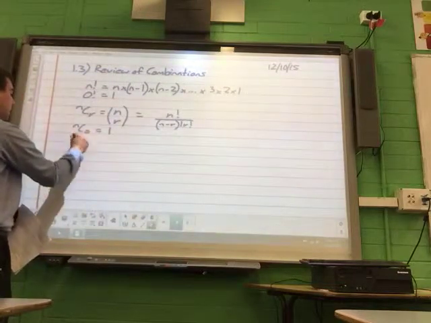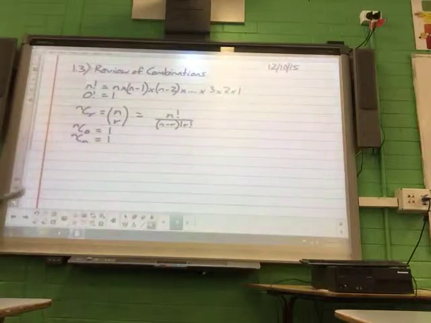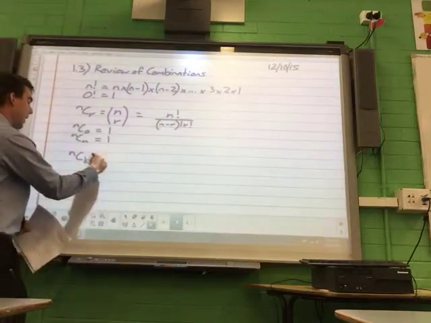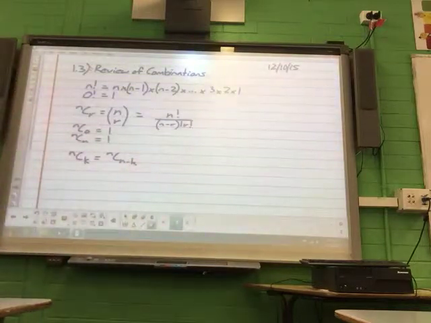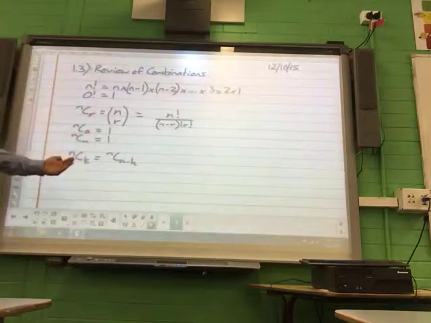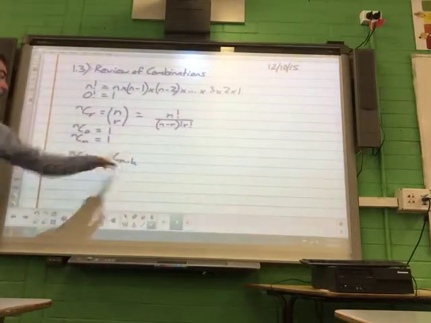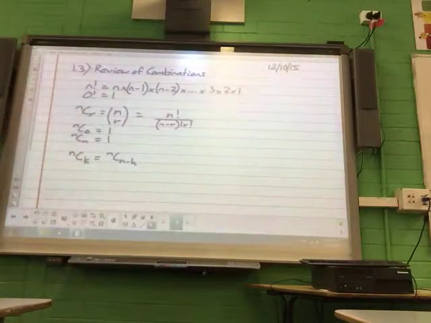Now, nC0 is 1 always, and nCn is again 1 always. Now, I made the error last time, so nCk is equal to nC of n take away k, not k take away 1. Okay, and you think about the symmetry of your Pascal's triangle. The term on either end is 1. In whatever row you do, you go 1 in when you take away the value for k, for whatever the value for n is. You're going to have that symmetry on either side of your Pascal's triangle. And that's the correct notation for that.